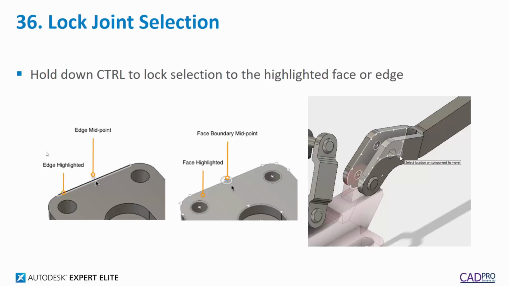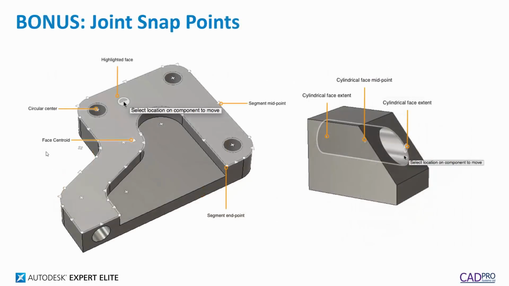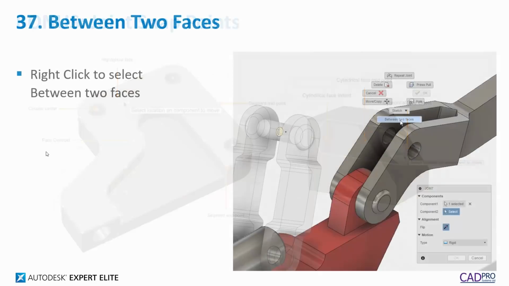Often you want to be able to pick a hidden node, but it's occluded by another object, and so when you mouse over there, it tries to select the face that's at the front of the view. So to lock that selection, you'd hold down Control. As you can see, there's a whole bunch of different nodes you can grab to define those joints. And then between two faces is an important option to know where to access it. And again, it's in the context menu.